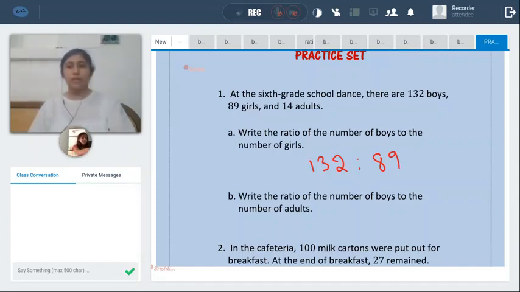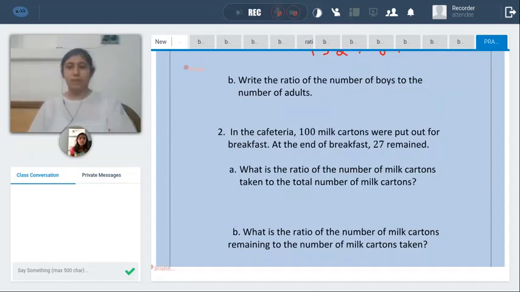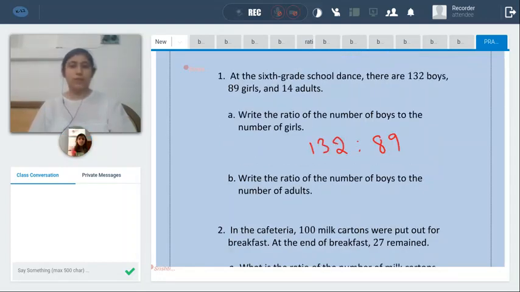The question is to find the ratio of the number of boys to the number of adults. The number of boys to the number of adults is 132 to 14. Very good, it is 132 to 14. Okay? Good. Now we have one more question.